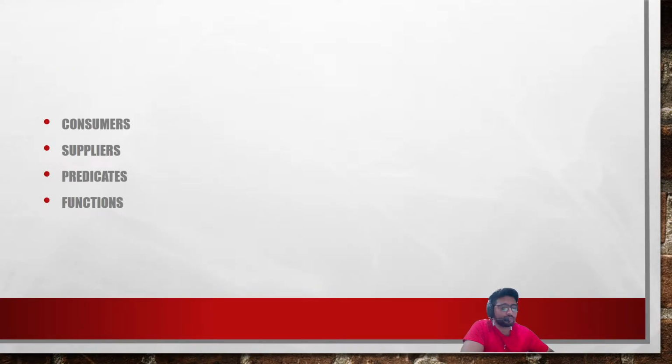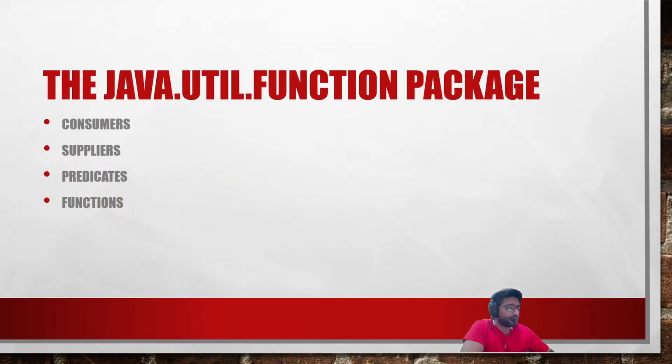Then we will move towards the java.util.function package which got introduced in Java 8. So it has some functional interfaces like consumer, supplier, predicate, and function. So we will cover each of them by examples and by doing code.